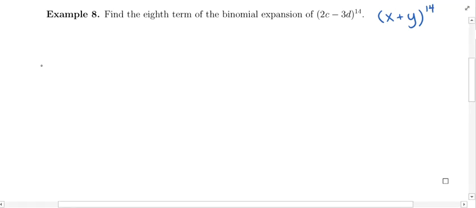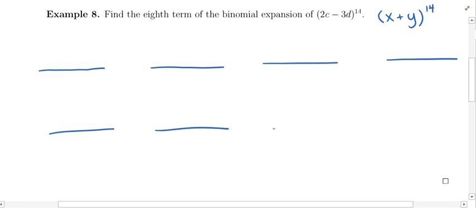Okay, so what I'm going to do is map it out. So here would be the first term, the second, third, fourth, fifth, sixth, seventh, and eighth. Yeah, I know there's 15 total, but I'm stopping at 8 because that's what I'm interested in. So I'm just going to label this first, second, third, fourth, fifth, sixth, seventh, and eighth.